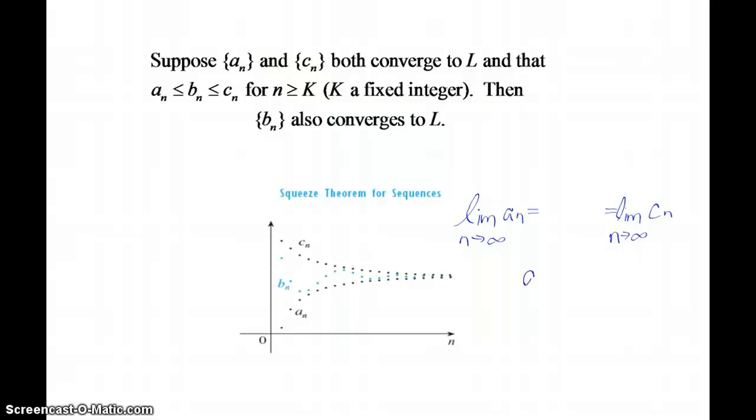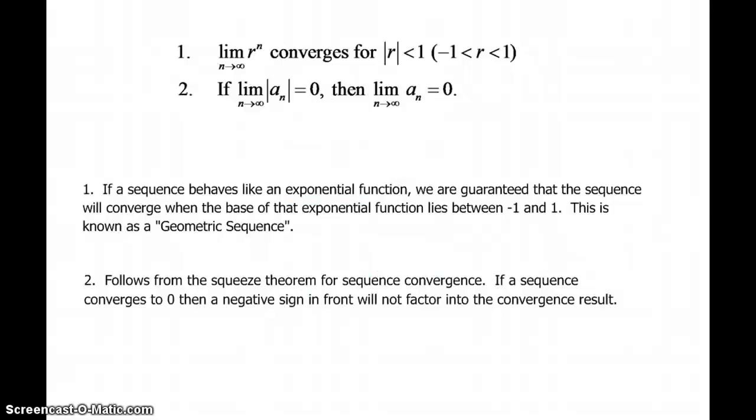If I'm guaranteed this is the relationship between my sequences, and I'm guaranteed that both a sub n and c sub n converge to the same value, then the Squeeze theorem says it must be true that b sub n converges to the same value. So we could use the Squeeze theorem in this context as well if we needed to.